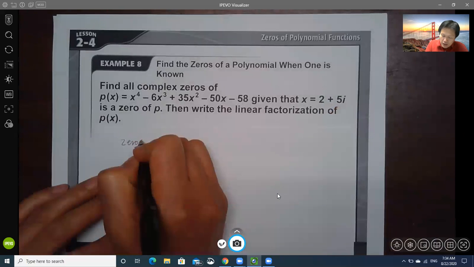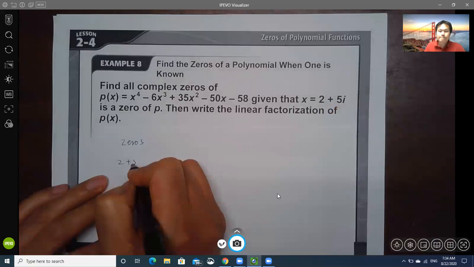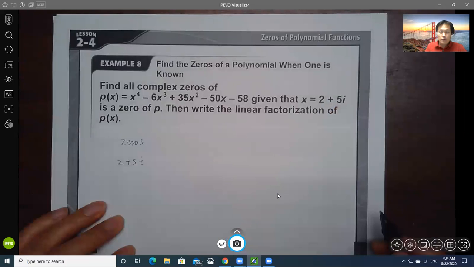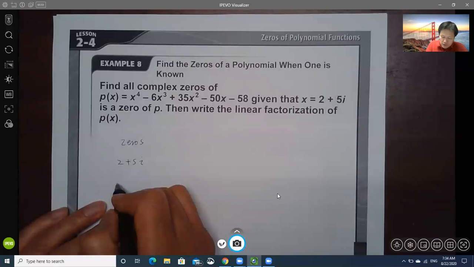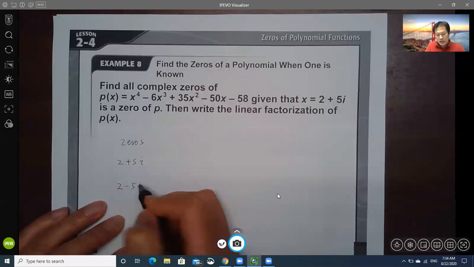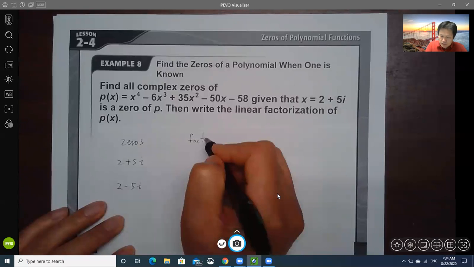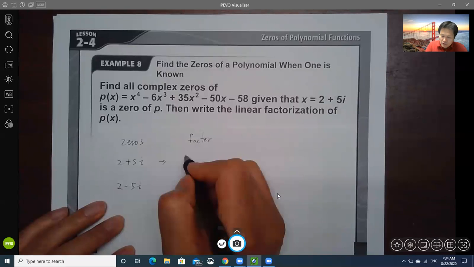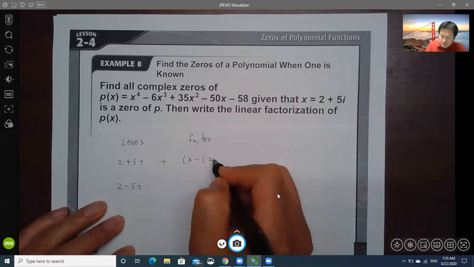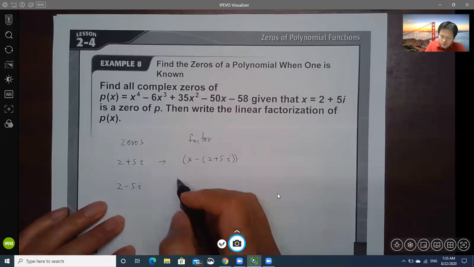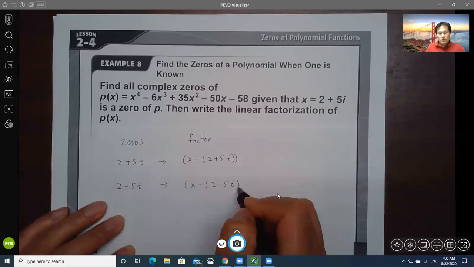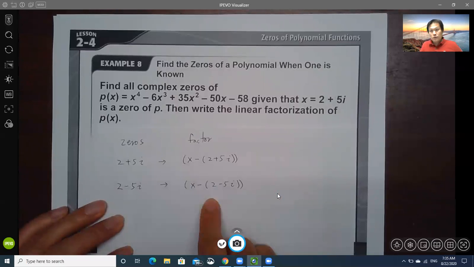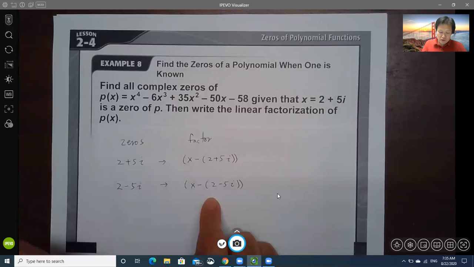Zeros, they gave us 2 plus 5i. From the previous lesson, I already told you, if this is a zero, its complex conjugate has to also be a zero at the same time, which is 2 minus 5i. So what I can do is write factors. From here, you should have a factor of x minus this parenthesis. You also should have a factor of x minus this parenthesis. So if you have a factor of that, we just have to find the other factors or the other zeros.